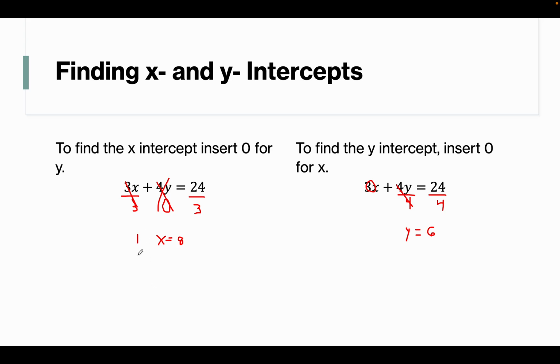So in other words, the x-intercept in this case is where the line will cross over here, where the 8 is on the line. In this case, the line will cross up here on the y line. This is where the y-intercept is.